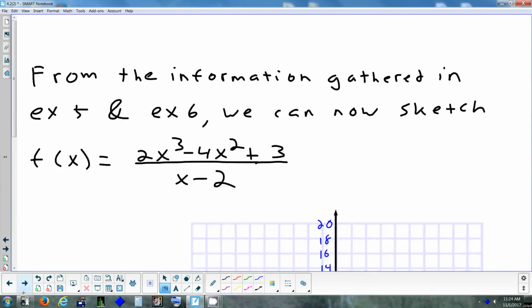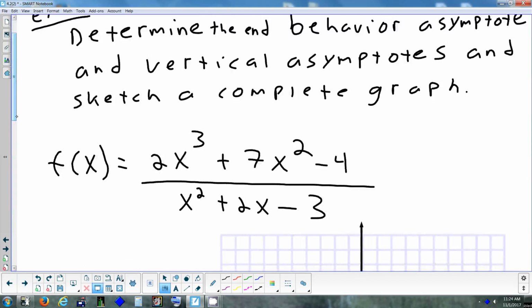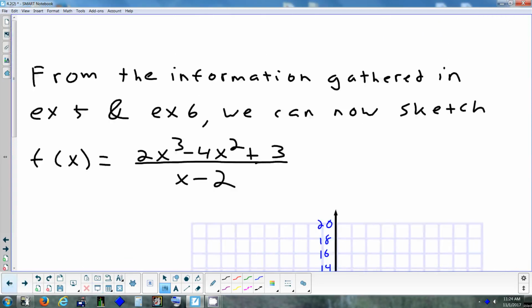Right, so if you look at that one real quick. Degree 3 in the top, degree 1 in the bottom, what's the difference? 2. Degree 2. That's a parabolic asymptote. What's the degree on that one in the top? 3. What's the degree in the bottom? 2. What's the difference between 3 and 2? 1. That's going to be easier because there's only a difference of 1 degree. So that one will be harder.